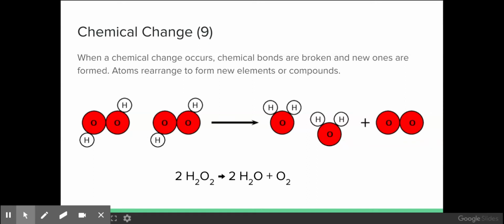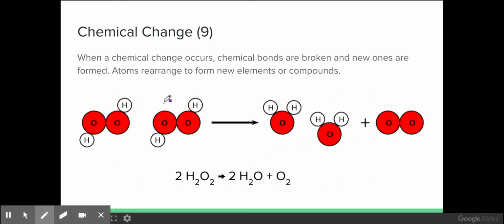Anytime a chemical change happens, chemical bonds are being broken and new ones are being formed. These tiny circles that are different colors are different elements. This is actually hydrogen peroxide, which can break down into water and oxygen.